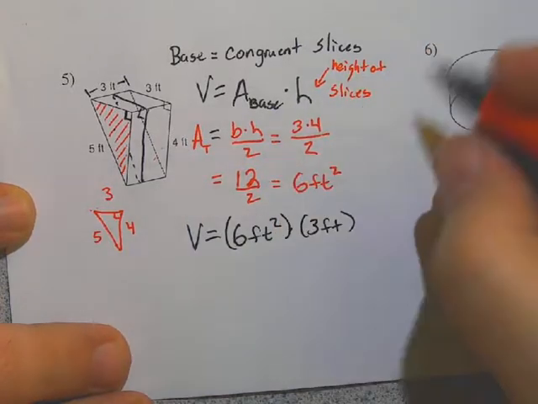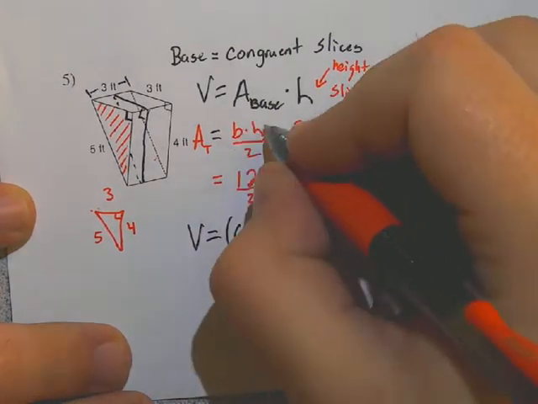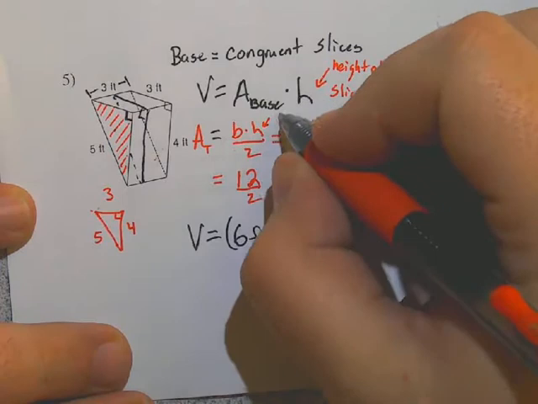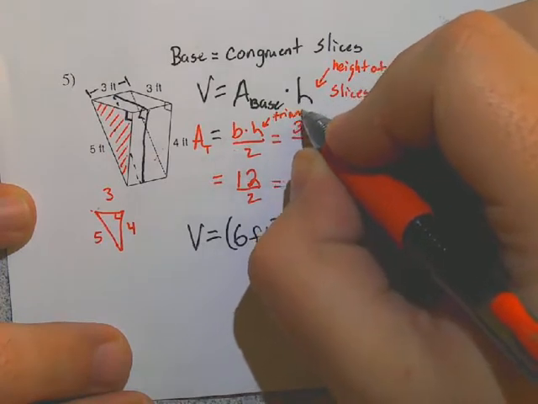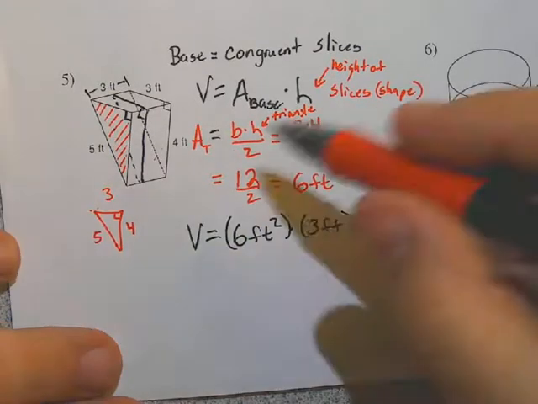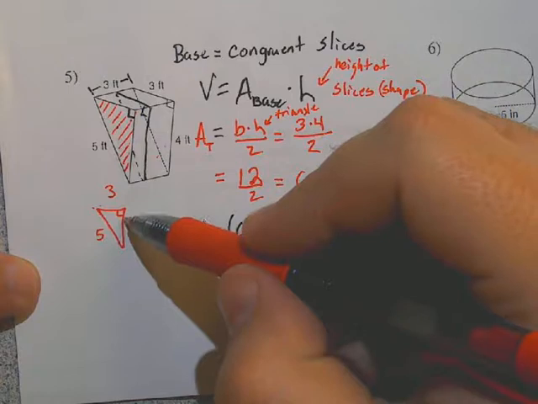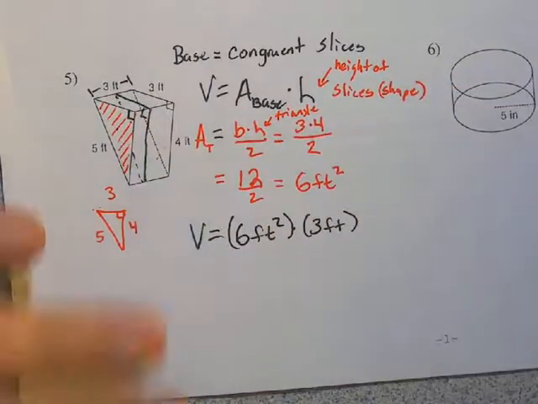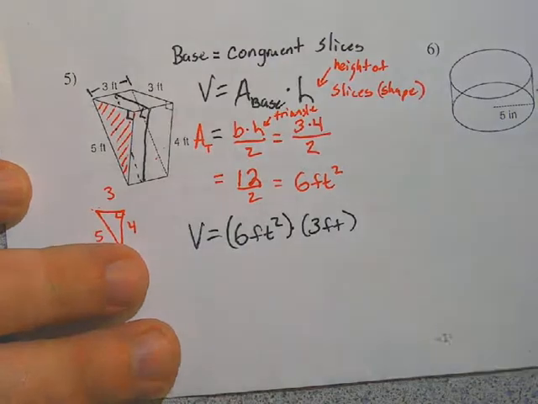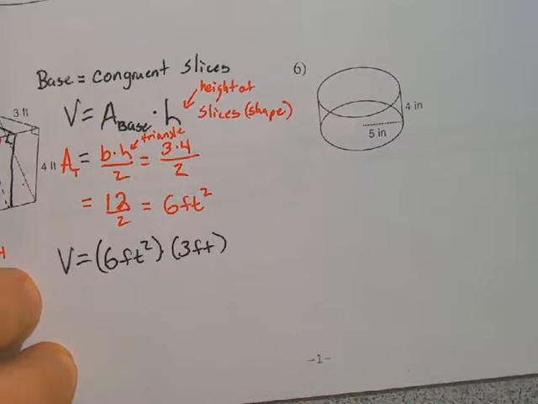Okay? This height is the height of stacking. Height of slices. Or the height of the shape. Whereas this h is the height of the triangle. So it's important to notice that we use 2 different h's here. One to represent this height of the triangle, 4 here, and one to represent the height of this whole shape, 3 feet.